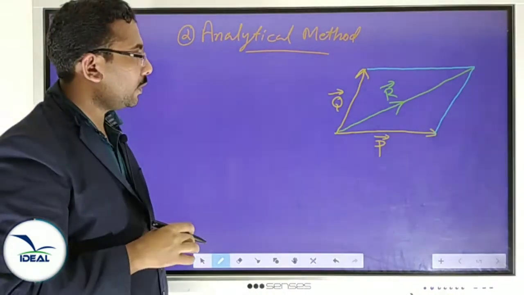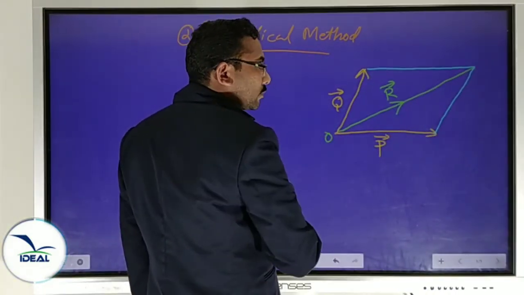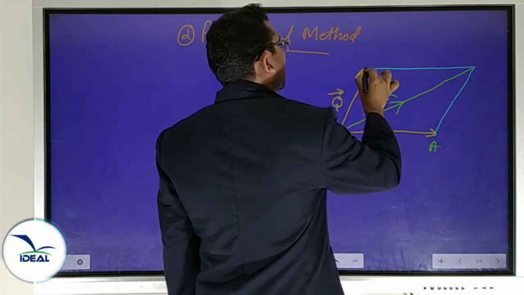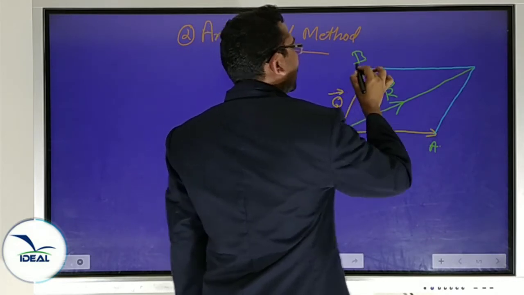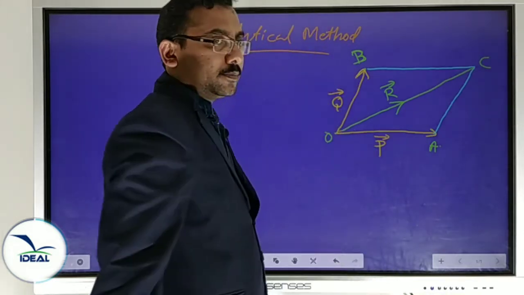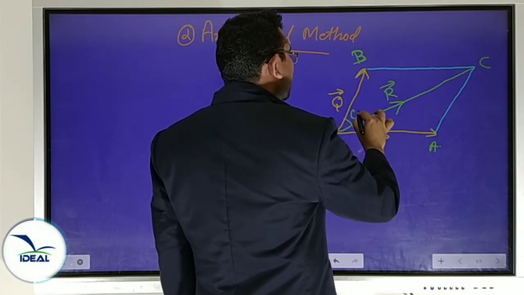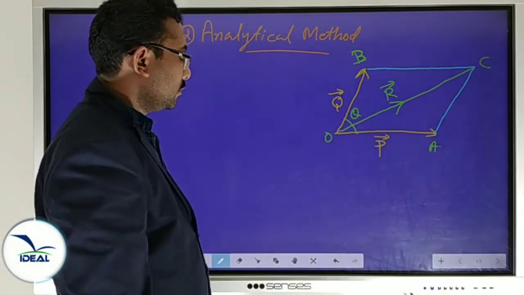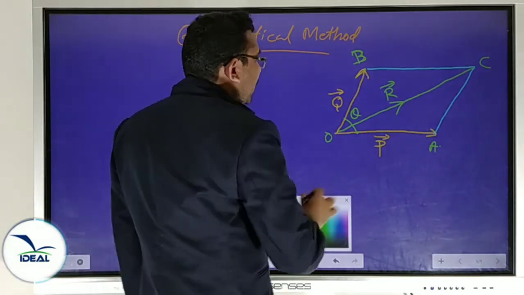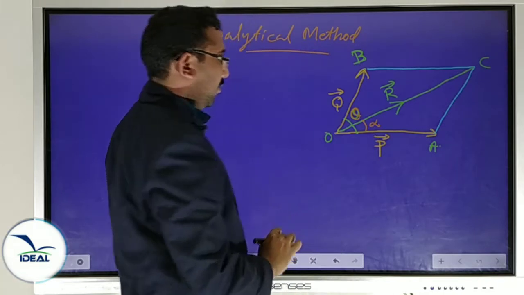Suppose this is O, this is denoted by A, this is denoted by B, this is denoted by C, or ABC. The angle between P and Q is theta. The angle between resultant and P is alpha. Two angles, theta and alpha.